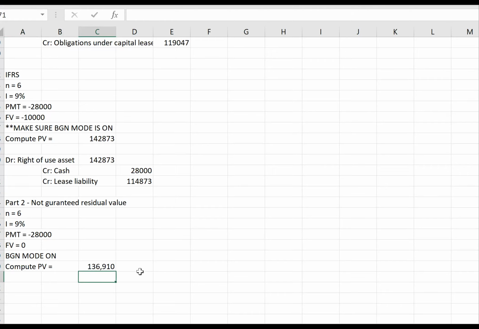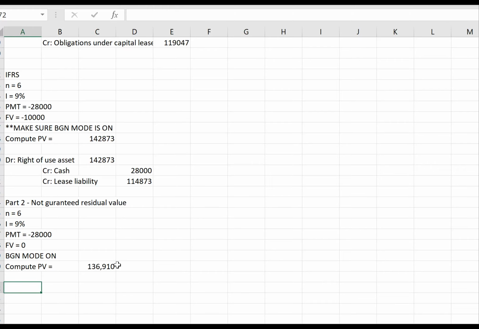136,910. Okay, and our journal entry now, and this payment's a lot lower because there's no payment now at the end of the lease. We haven't guaranteed any residual value. We only include it in our present value calculations if it's a guarantee. So it has to be in the contract. The present value of the lease is the minimum amount or the maximum amount we have to pay as the lessee. So if we said we'll pay it, of course we have to include it. But if we haven't guaranteed it, we do not have to pay it.